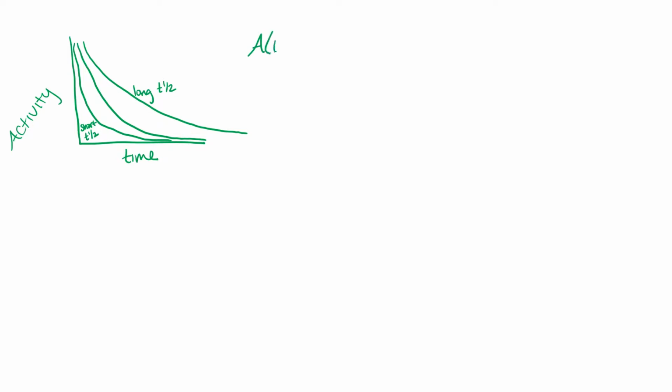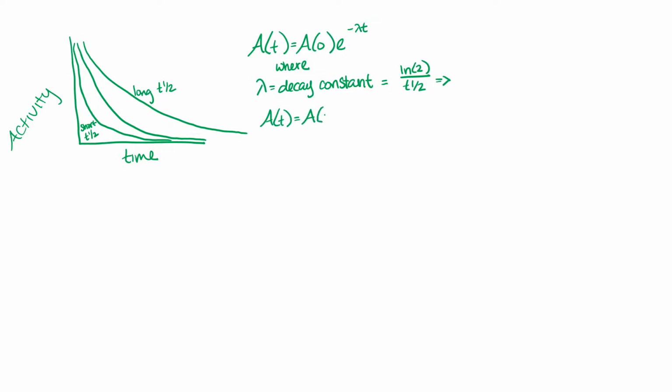Now for the equation. Activity at a given time is equal to your initial activity level times e to the negative lambda times time. Lambda represents our decay constant, which is a function of the half-life and equal to the natural log of 2 divided by the half-life of the radionuclide in question. If we plug the decay constant into our decay equation, we see that the activity at a given time is equal to the initial activity times e to the negative natural log of 2 times time divided by the half-life.